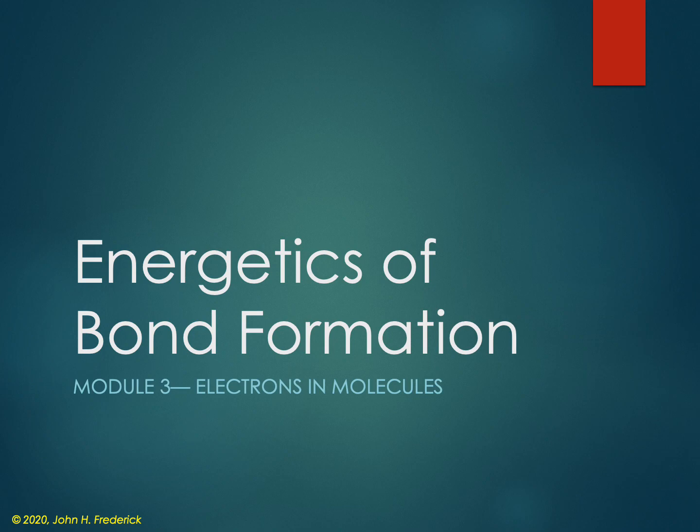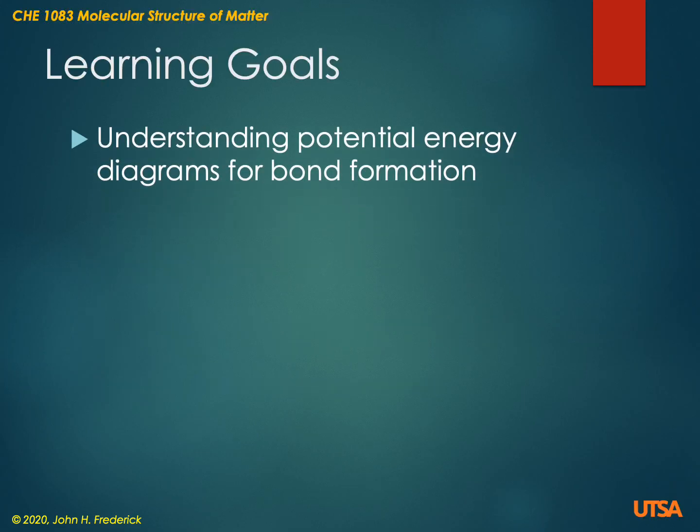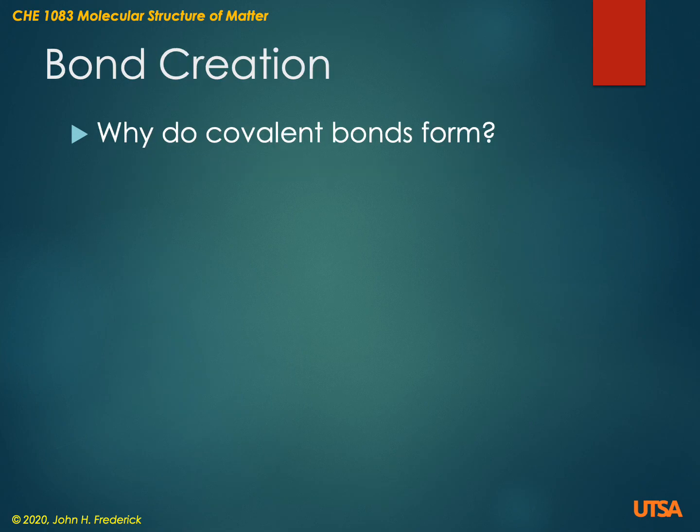One of my favorite topics in chemistry is learning about the energetics that occurs when bonds are formed. And so we're going to talk a little bit about that in this video. Our learning goal is to understand potential energy diagrams for bond formation. This gives us some insight into how these atoms interact as they're forming a bond. So let's ask this fundamental question: why do covalent bonds form?